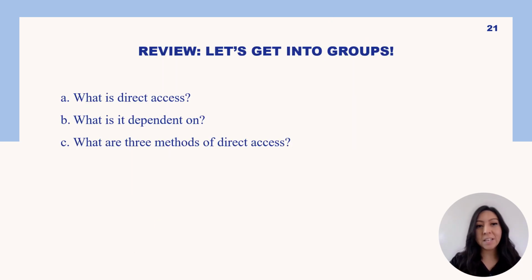All right, everybody. Let's take a moment to review what we've gone over. Let's go ahead and get into groups. It can be groups of 3 to 4. And amongst your groups, let's talk about these questions. What is direct access? What is it dependent on? And what are 3 methods of direct access? Let's go ahead and talk amongst your groups.